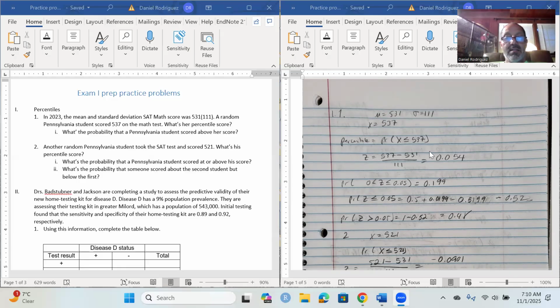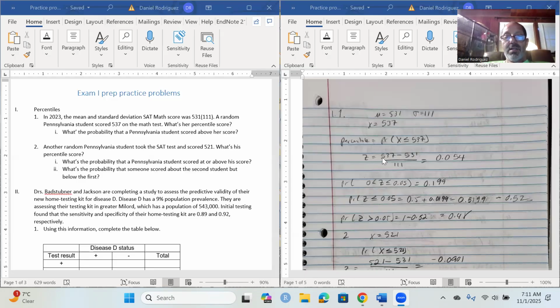So we have our population mean, that's the Greek letter mu, is 531, and the standard deviation, Greek letter sigma, is 111. Our X value, or her score, is 537. Her percentile is the probability that X, the score, is less than or equal to 537. Actually, that should be a capital X for the variable, while this is a little x, because that's her score, one value. Capital X represents the variable. What's the probability that the variable is less than or equal to 537?